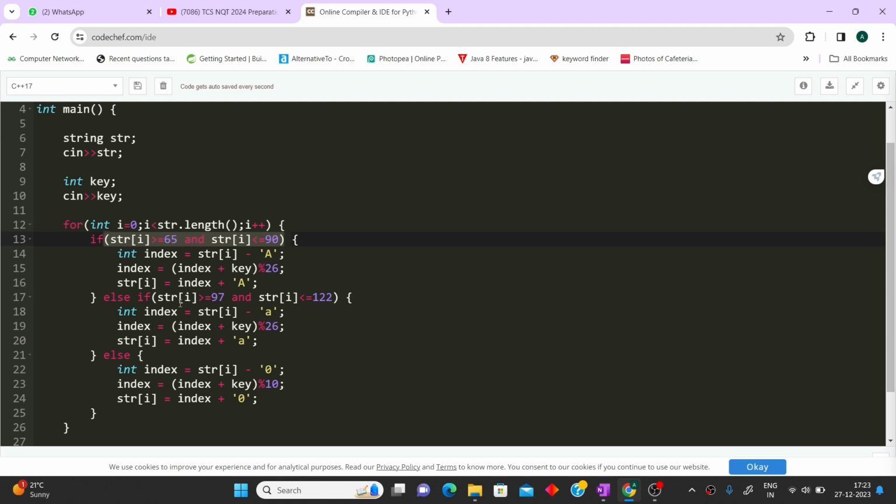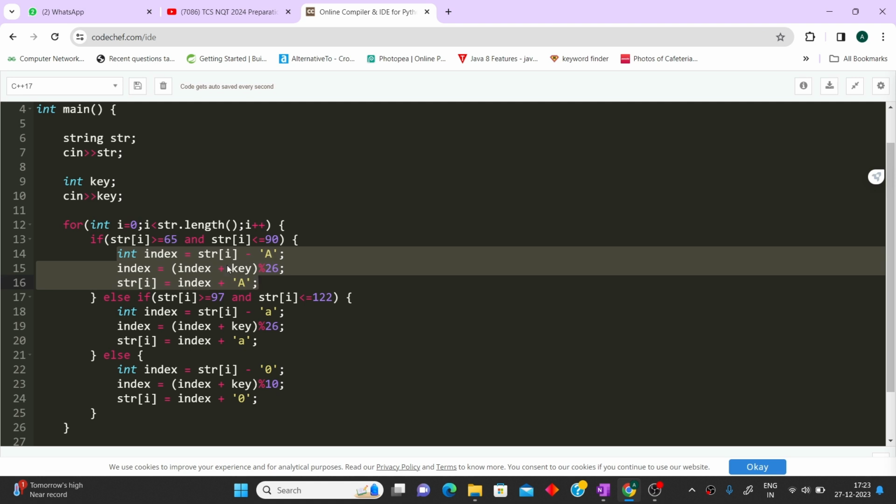If it lies in the range 97 to 122, it means that it is a lowercase letter. Similarly, if it lies in the range 0 to 9, then it means that it is an integer. Okay, so let's suppose it is an uppercase letter. First of all, we need to find the index. Index will be current element minus capital A, because we are in that uppercase group.